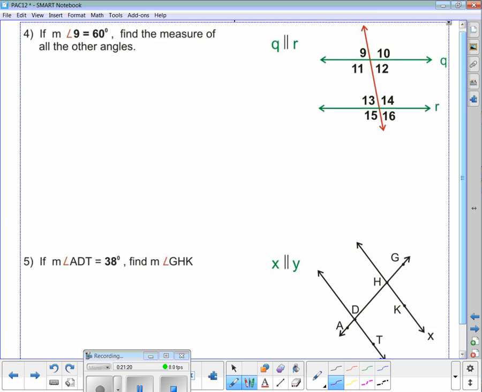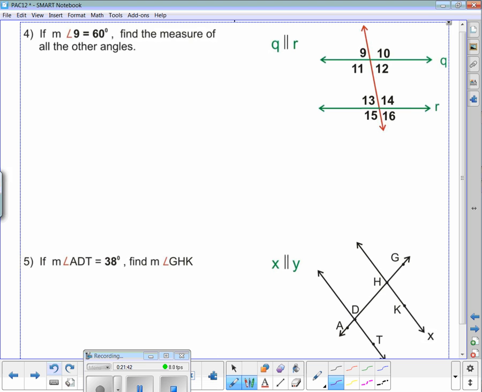On 3, give me the corresponding angle to angle 16. Quiet, please. Corresponding, same side of the transversal. Corresponding to 16 on 3 is 12. So again, you got some work to do to make sure you keep it straight.